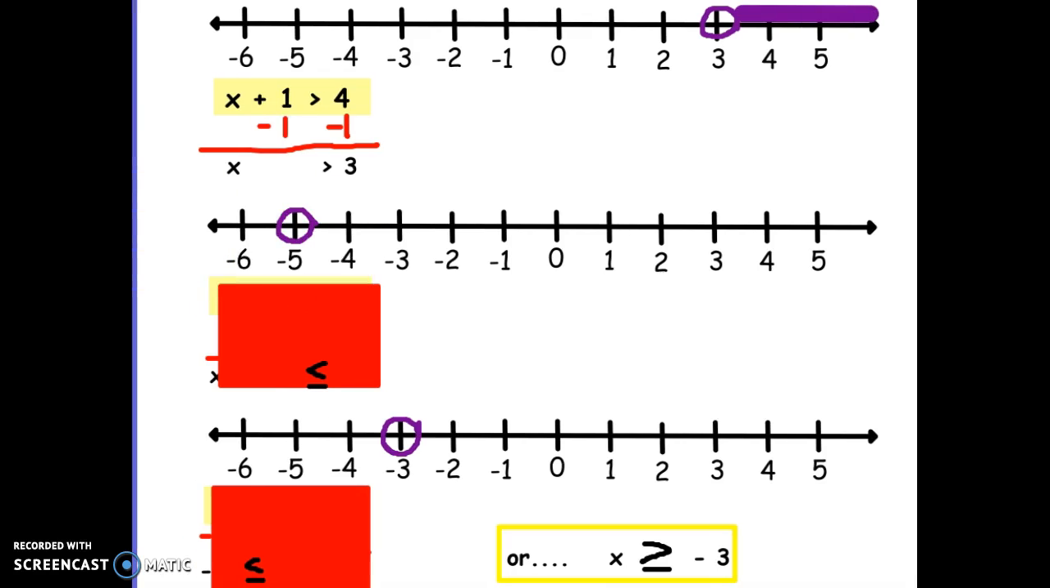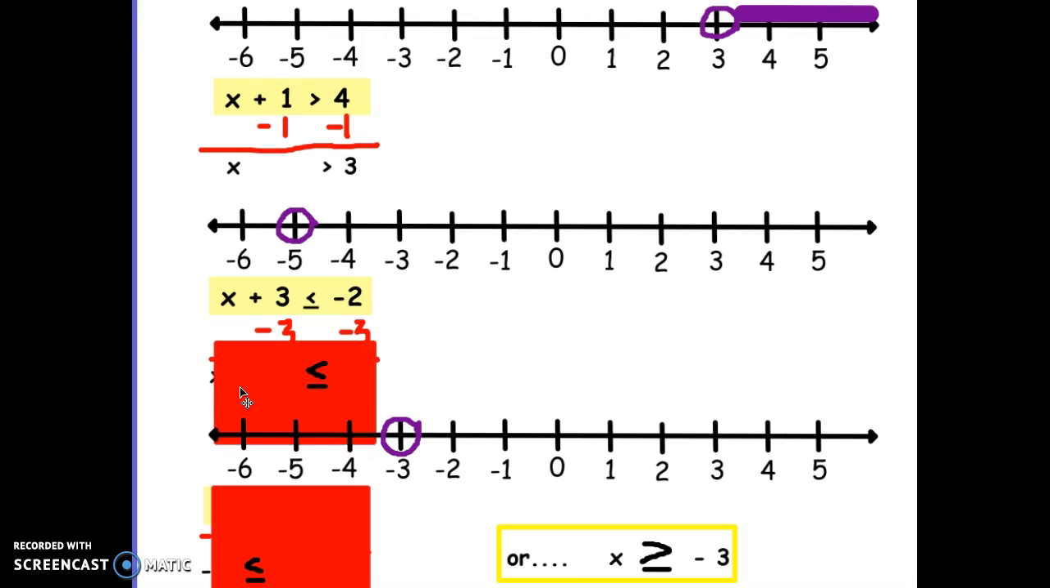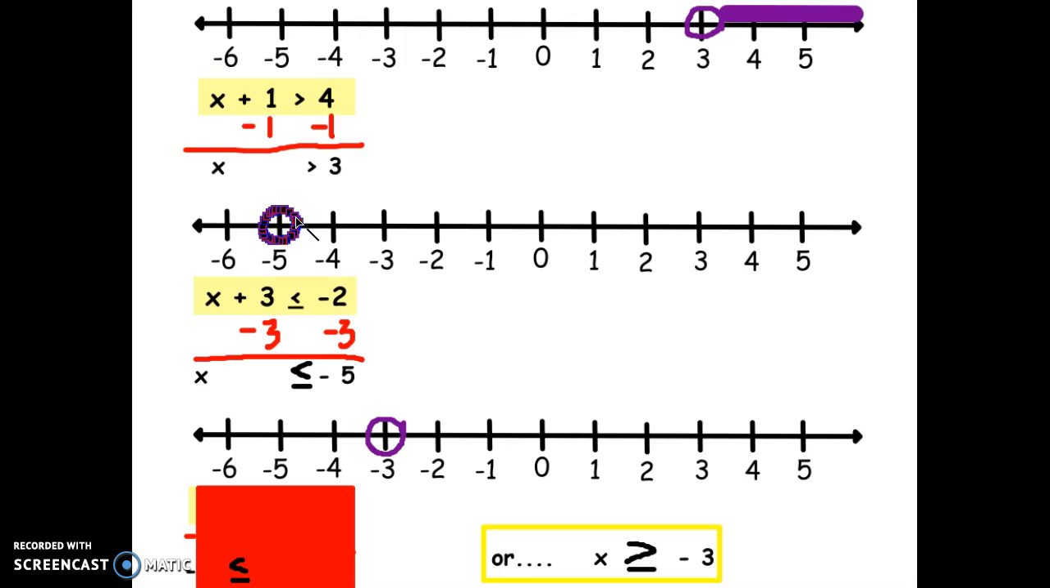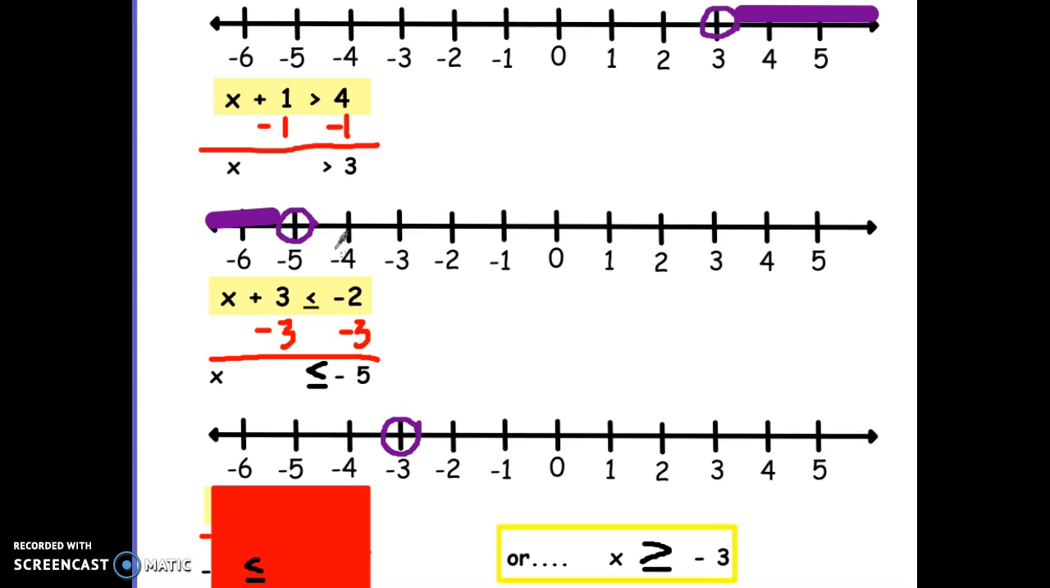Here's another example. This one says x plus 3 is less than or equal to negative 2. Again, let's get x by itself, so we will subtract 3 from both sides, and that will give us x is less than or equal to negative 5. So here's our negative 5, and this one is going to be colored in. So let me do this first, and then we'll pop back here and color it in real quickly. So this one's colored in because it's less than or equal to negative 5. So it could be negative 5, but it could also be less than negative 5.